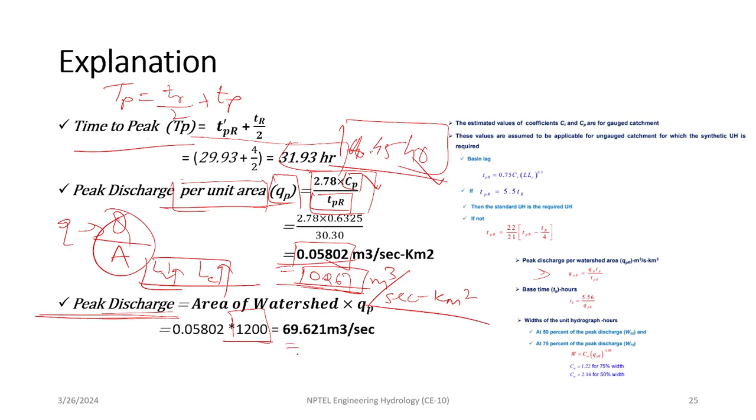So how much are you getting? 32.04, right? Yes, 32.04. It will be in meter cube per second. Now, summarize this question. Can anyone summarize what we did?